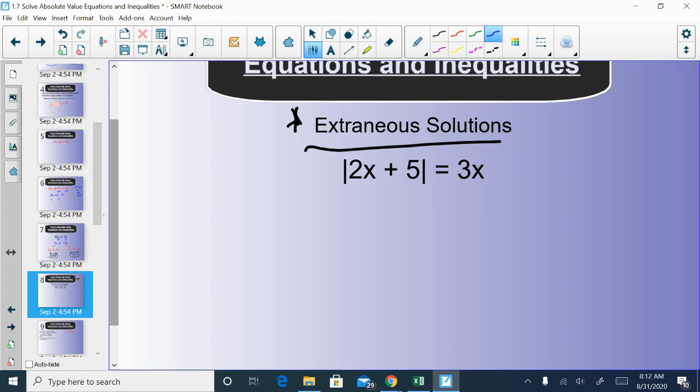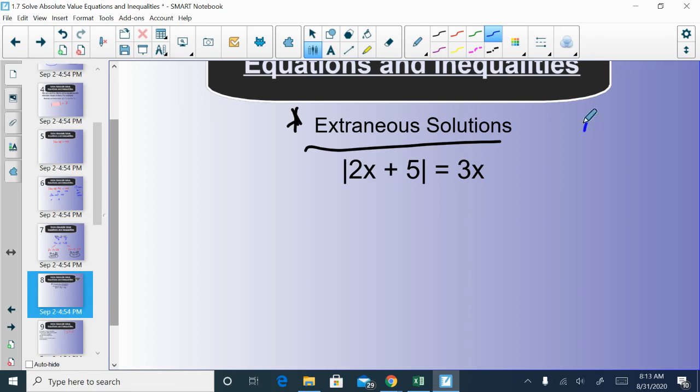So with absolute value equations like this, when you start to see potentially extraneous solutions is when you have an equals, so absolute value equals, and then there's an x or a variable on the other side of the equal sign, like this problem here.